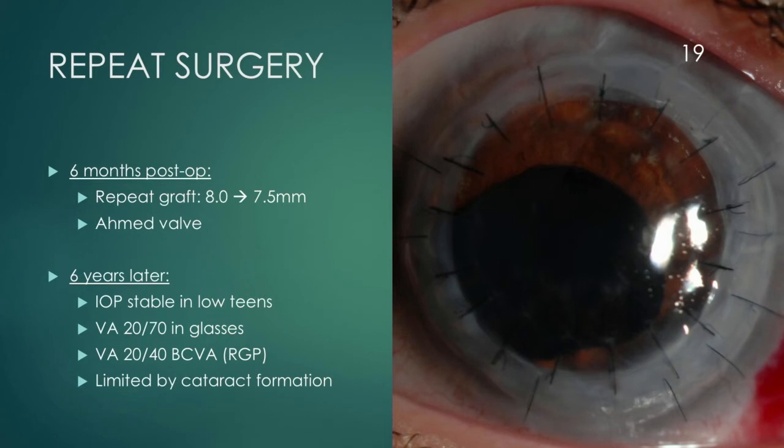6 years later, she's now a junior in college. Pressure's fine. She's 20/70 in glasses, 20/40 in an RGP, which she refuses to wear, understandably. And vision is ultimately limited by cataract.